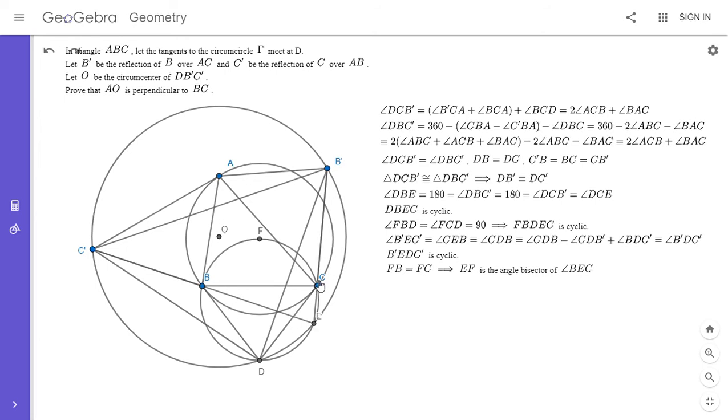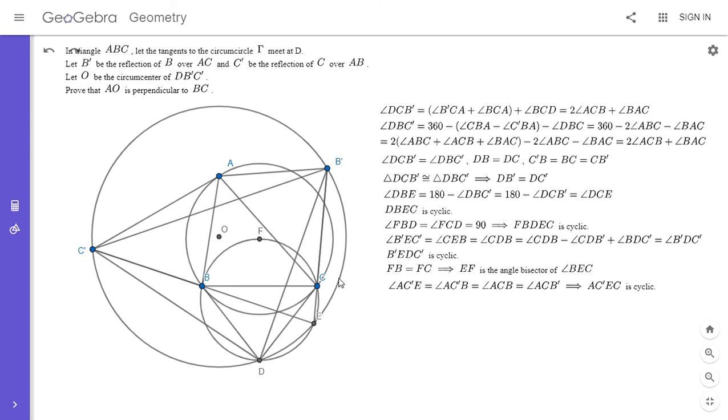Okay. And now I'm going to show that EA is also the angle bisector. So it turns out that C prime ACE is also cyclic. And that would help show that because we know that C prime A is equal to AC. So that would mean that EA is also the angle bisector of BEC. So I'm going to show that this quadrilateral is cyclic, and it's a fairly straightforward angle chase.